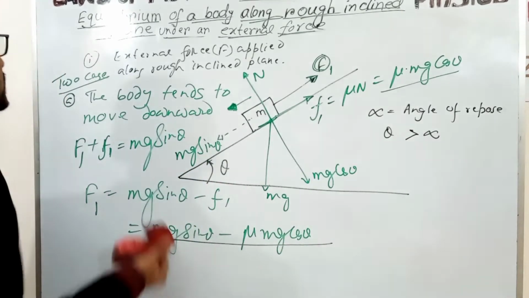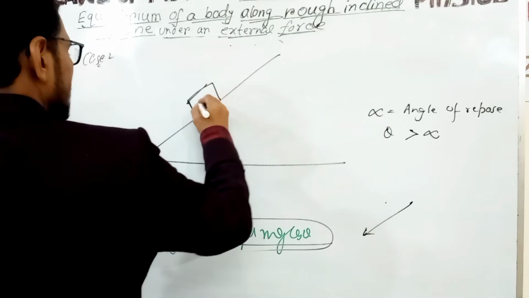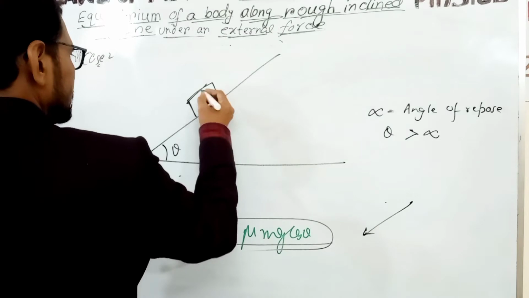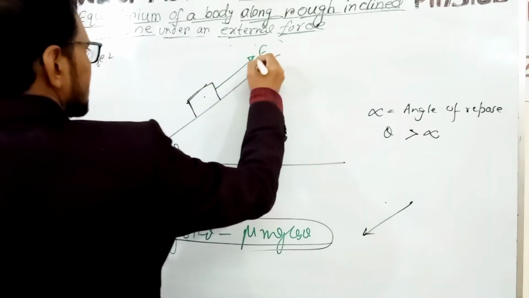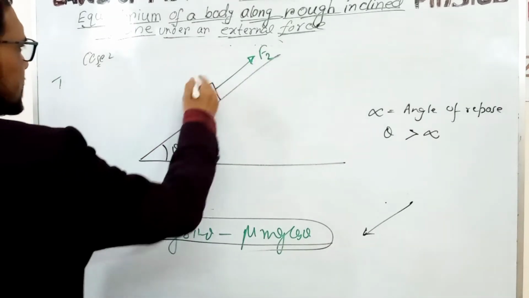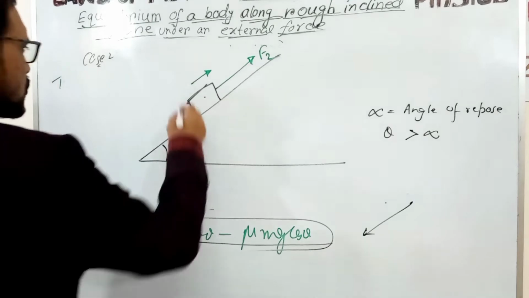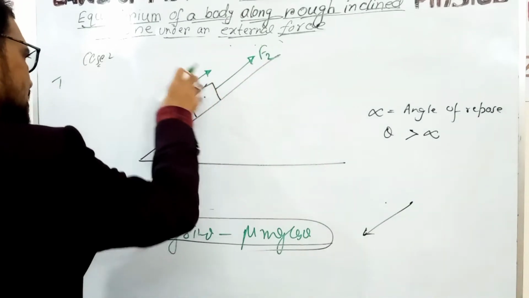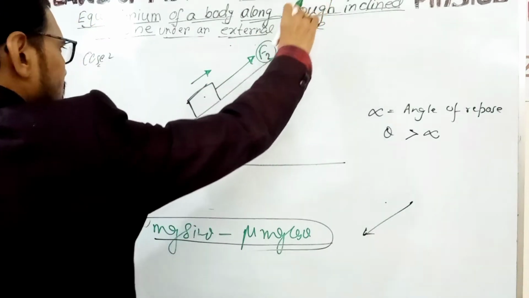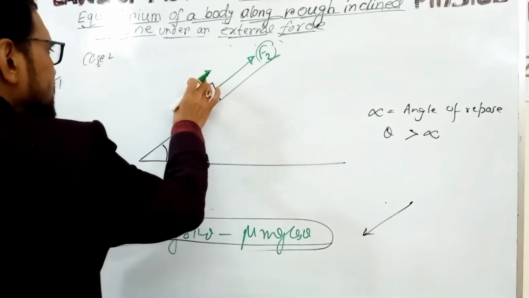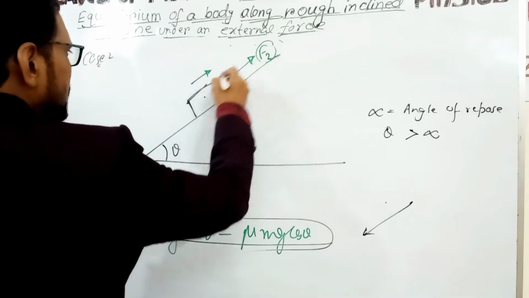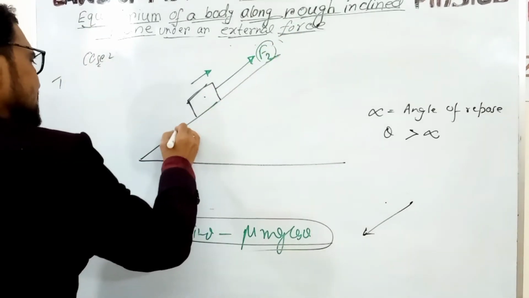Now case 2, second case. The body is on the inclined plane. Now the force is gradually increased. At a particular force, the body tends to move upward. So now the body tends to move upward, but the body is in equilibrium. If a small amount of force greater than F2 is applied, then the body moves upward. But at this point the body just tends to move, it is not in motion. So if the body tends to move upward, then friction acts in this direction.